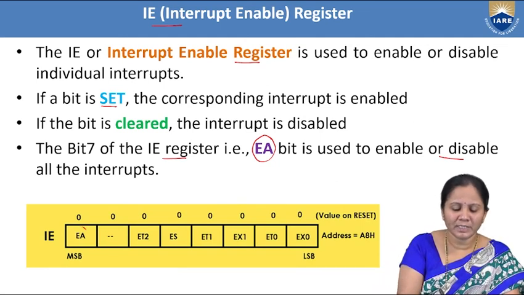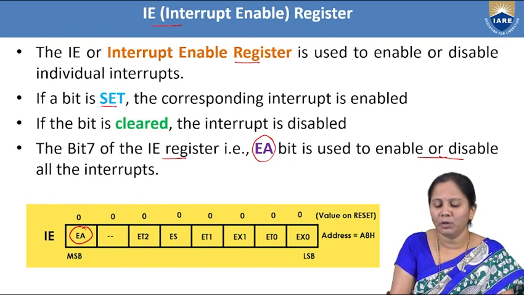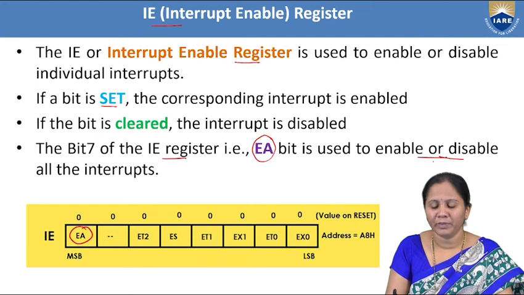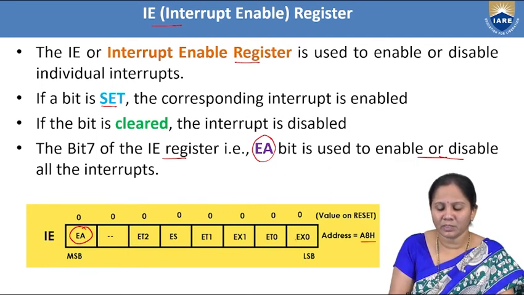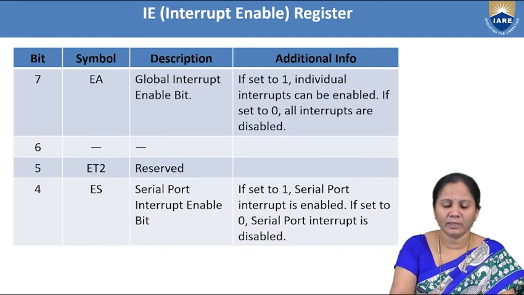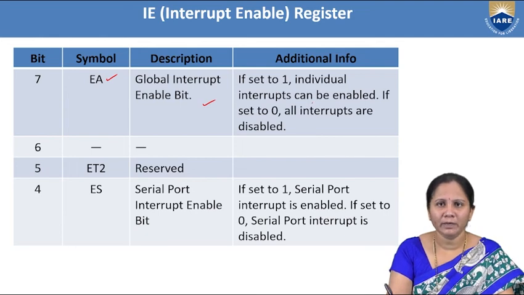So if you see here, bit 7 is EA. This indicates to enable or disable all the interrupts. The fixed address here is A8H. Upon reset, all the bits will be cleared. And here you have EX0, ET0, EX1, ET1, ES, and ET2. Now the functions of all these bits are given here. The 7th bit is EA. It is called the global interrupt enable bit. If EA is set, all the interrupts will be enabled. If it is cleared, all the interrupts will be disabled.